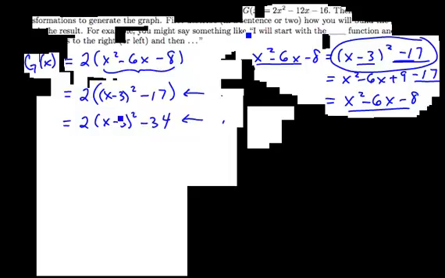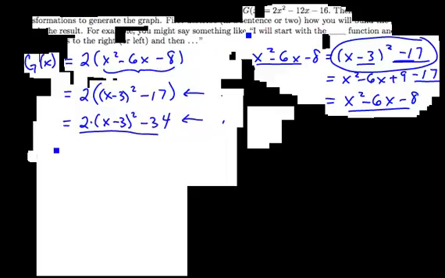The order of operations on this one would have us shift right by 3 units. Then the next operation would be to multiply by 2. So this is the vertical stretch by 2. And then the last step would be to move it down 34 units. Again, they end up in the same place. Try graphing both of these and see that it happens. I'll graph this final form after writing my sentence.